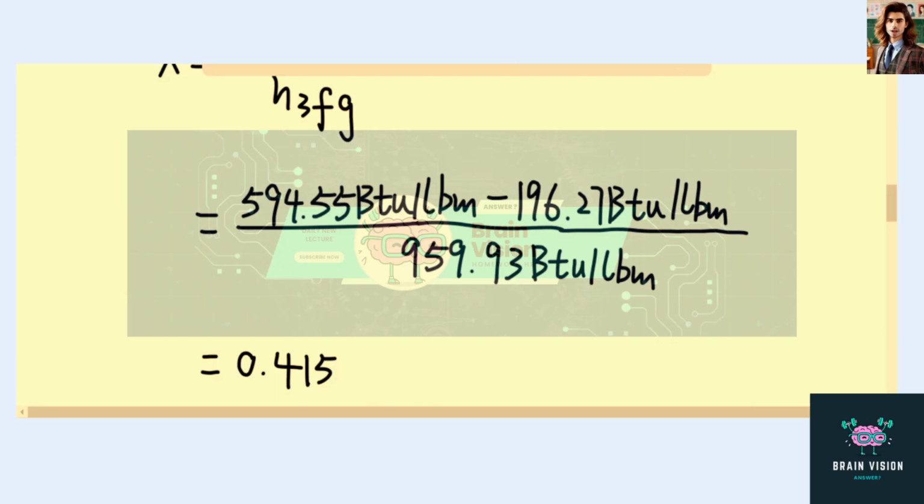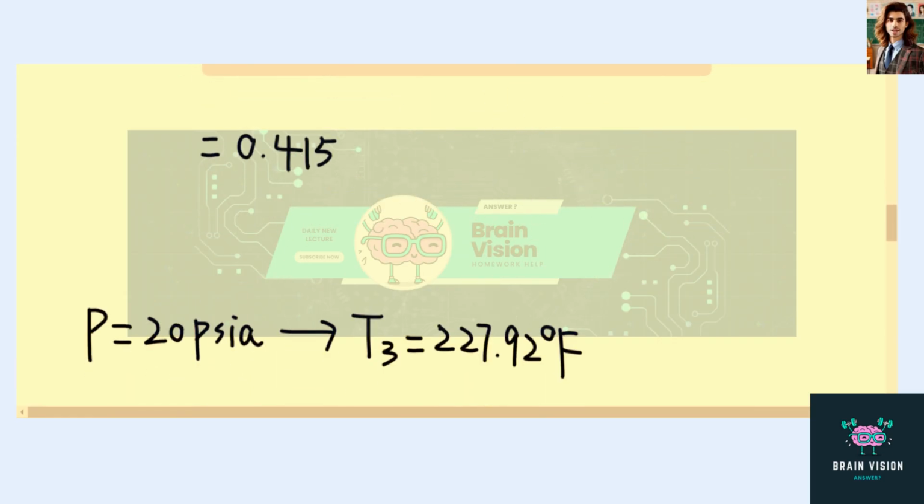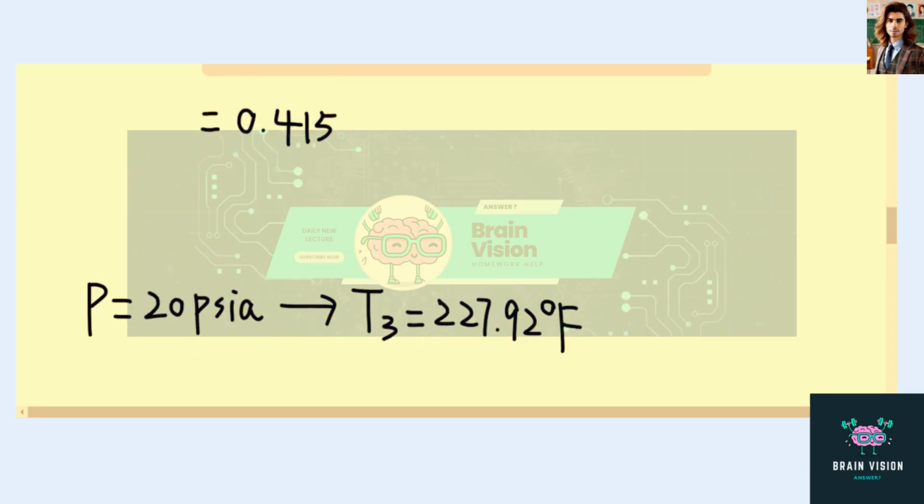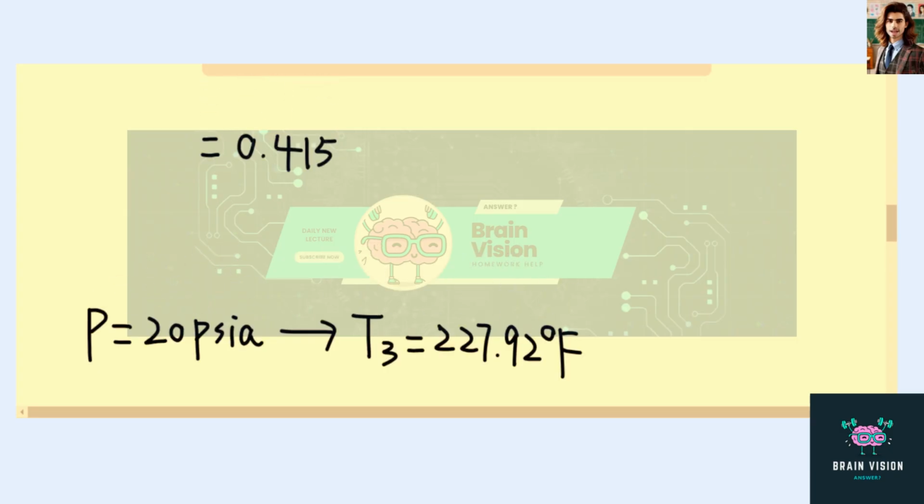And also based on the table, we'll have the saturated temperature at 20 psia, which is 227.92 degree Fahrenheit. And this is also the temperature for the mixture, okay? So therefore, the temperature of the exiting stream should be equal to 227.92 degree Fahrenheit, okay? And these are the answers for this question.